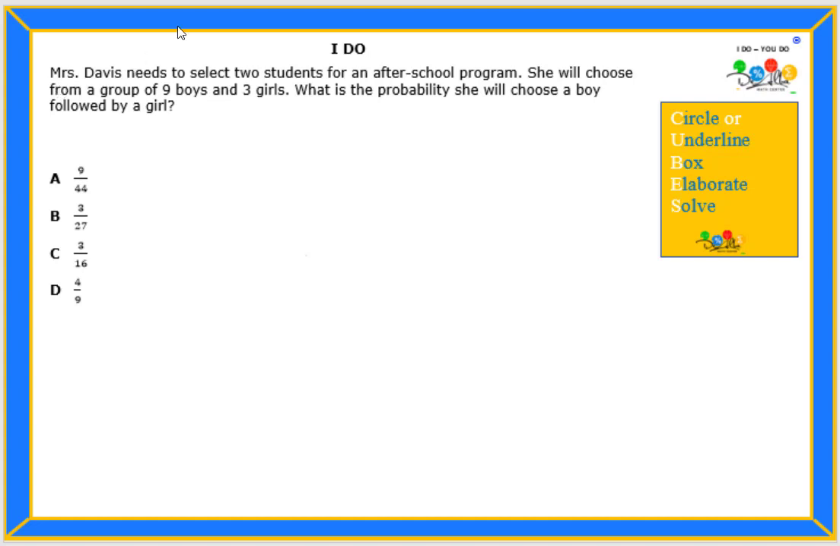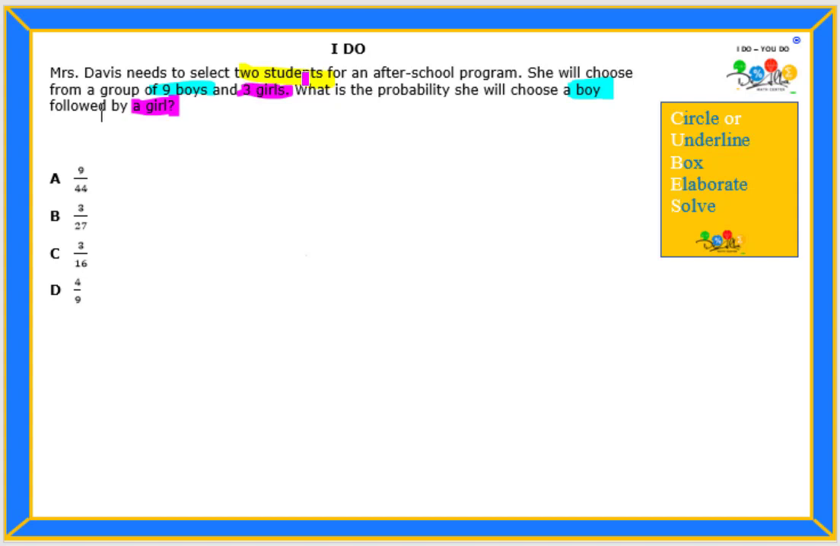Mrs. Davis needs to select 2 students for an after-school program. She will choose from a group of 9 boys and 3 girls. What is the probability she will choose a boy followed by a girl?